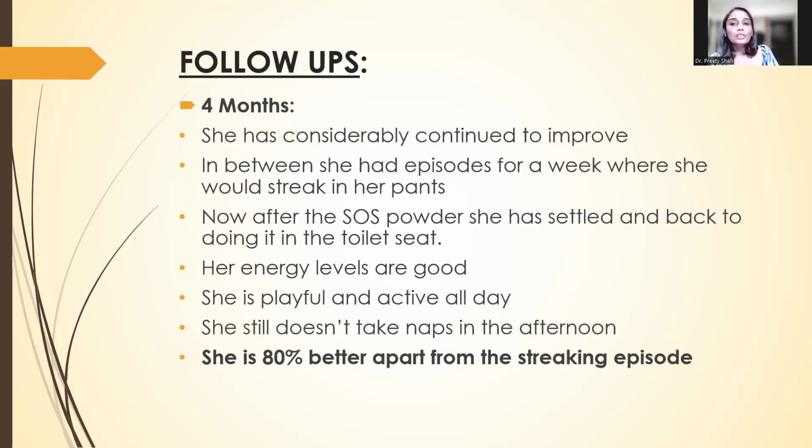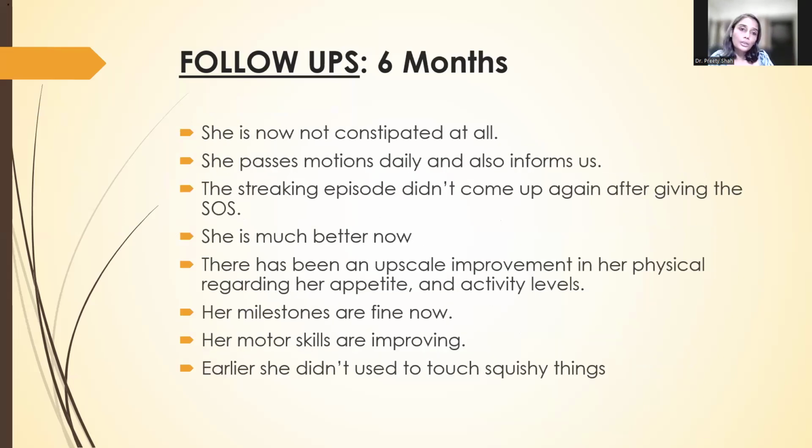By 4 months, she said there's a considerable improvement. In between, there was an episode where she passed motion in her pants, but at that time SOS was given, and she was okay. But otherwise, overall, she has done better. By 6 months, there's no constipation at all. She passes motions daily. She informs us. The streaking episode didn't come.